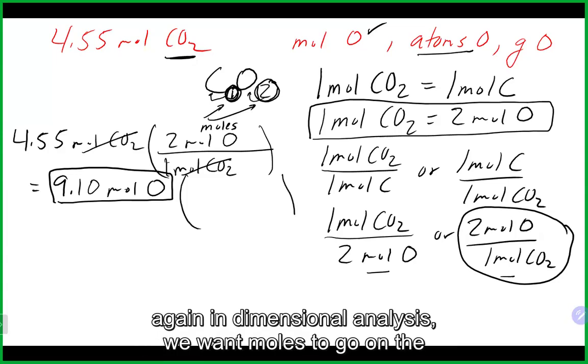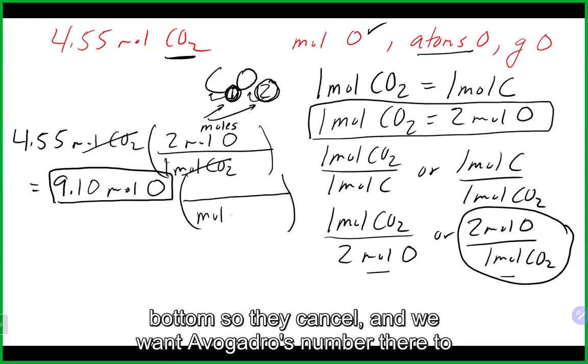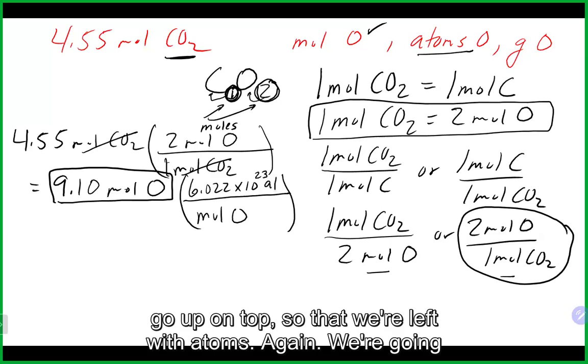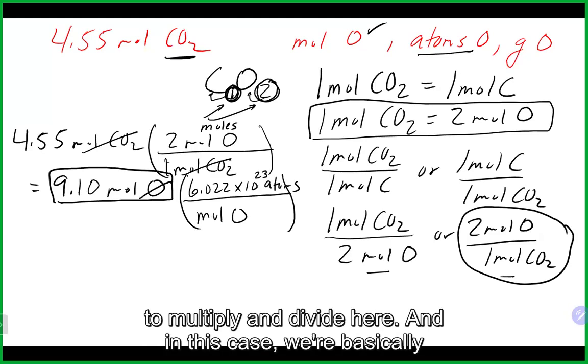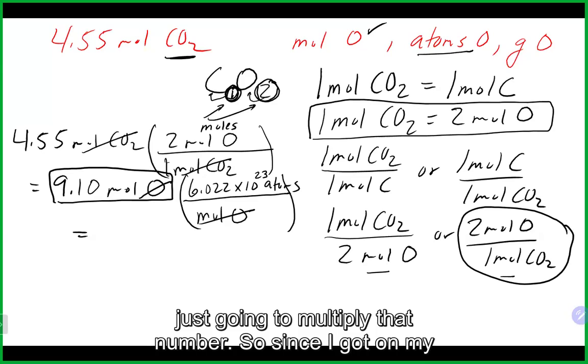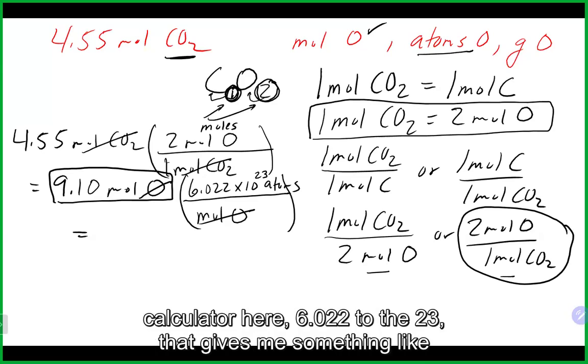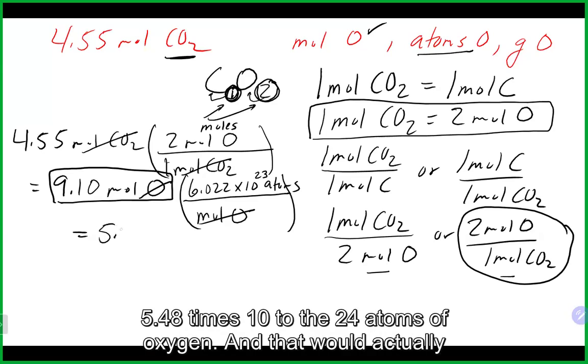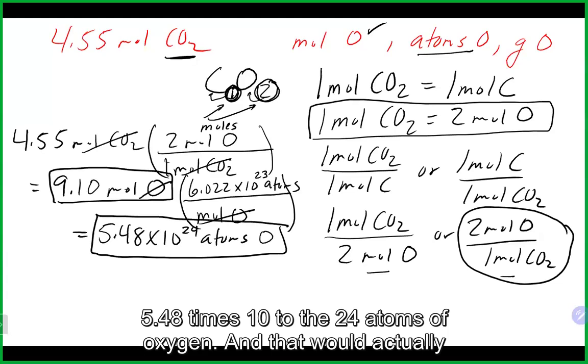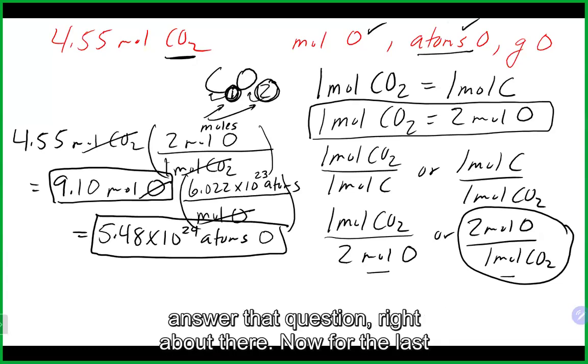So we could set up again in dimensional analysis. We want moles to go on the bottom so they cancel. And we want Avogadro's number there to go up on top so that we're left with atoms. Again, we're going to multiply and divide here. And in this case, we're basically just going to multiply that number. So since I got on my calculator here, 6.022 times 10 to the 23, that gives me something like 5.48 times 10 to the 24 atoms of oxygen. And that would actually answer that question right about there.